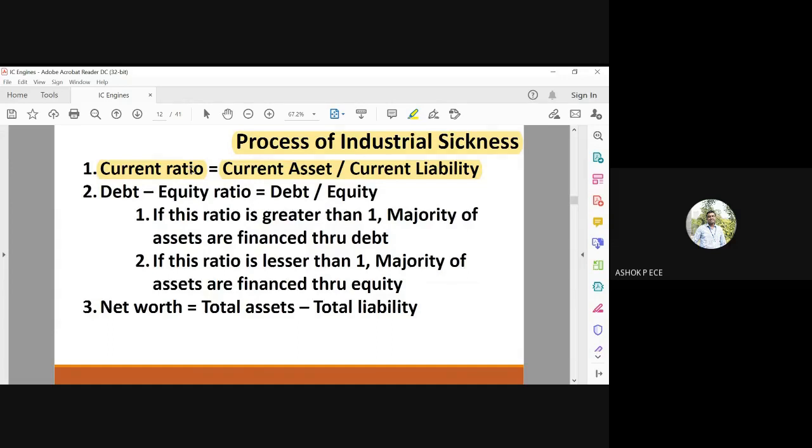Next one is the debt equity ratio. As the name indicates, it is equal to debt by equity. If this ratio is greater than one, the majority of the assets are financed through debt. So debt by equity greater than one means debt is greater than equity. So the debt factor is high. Everything you are going to outsource using debt. If it is less than one, it means the majority is financed through equity.